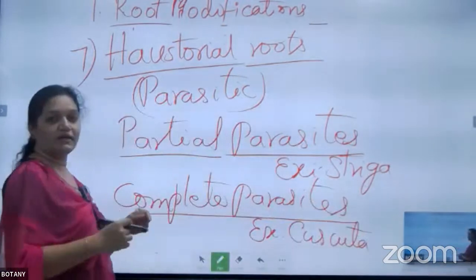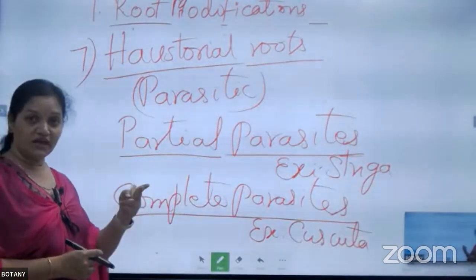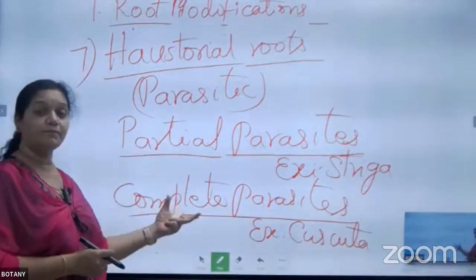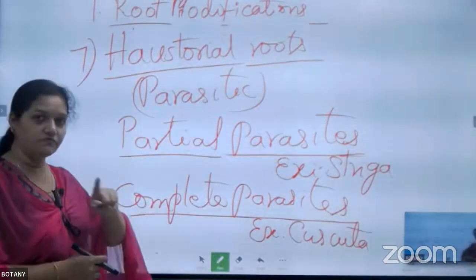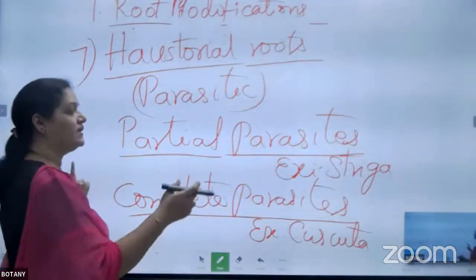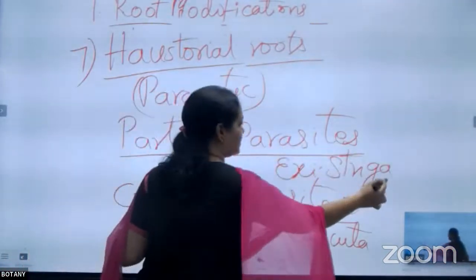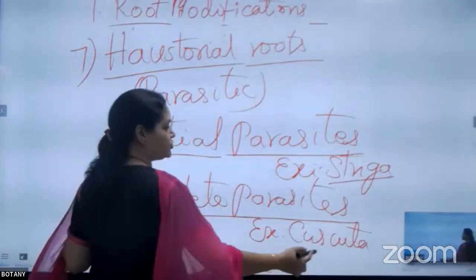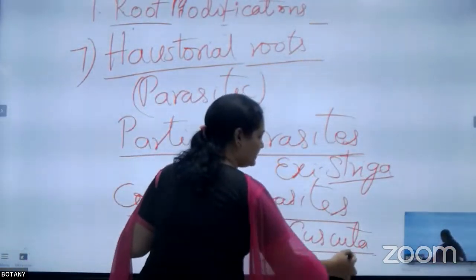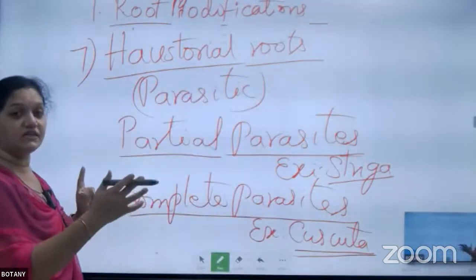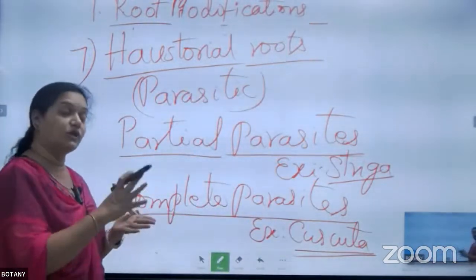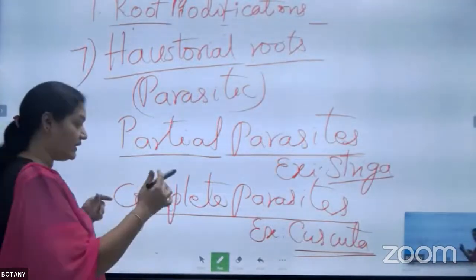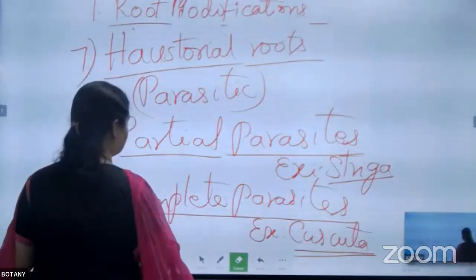If you are able to remember 2 examples, then well and good from each and every one. At least one example we have to write. So remember one example first of all. In the partial parasites, Striga is the example, and the complete parasite, Cuscuta. Okay, and these parasitic plants are present on the roots or on the stem of the host plant. Anyway, they can live as the parasitic plants.